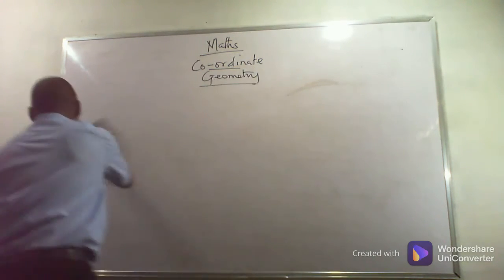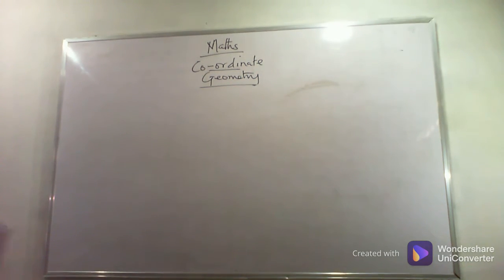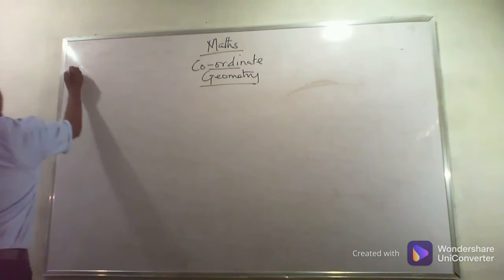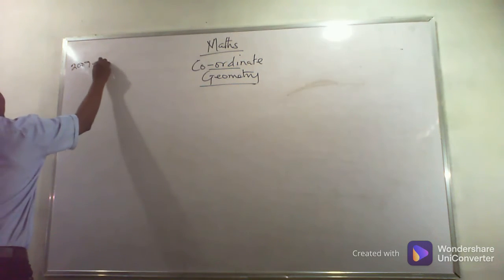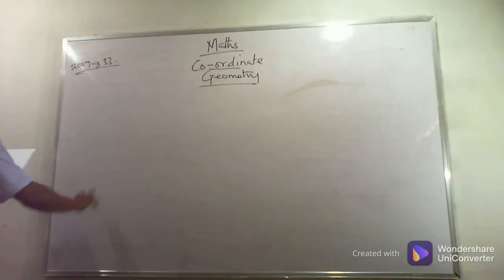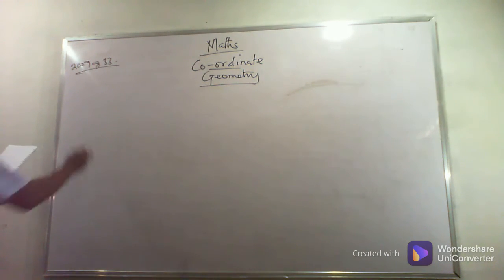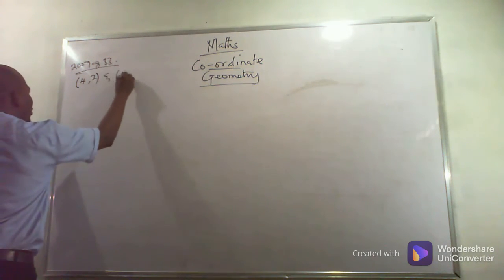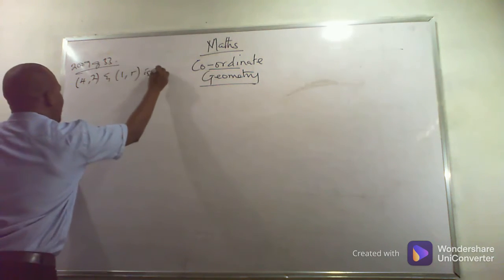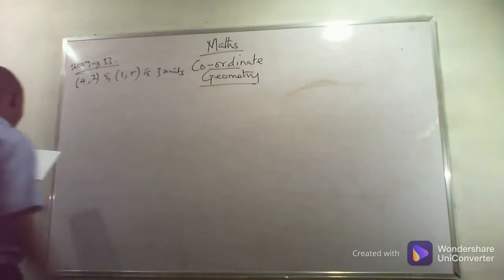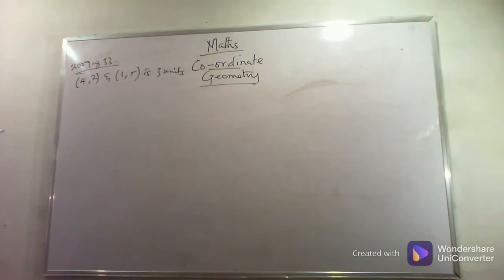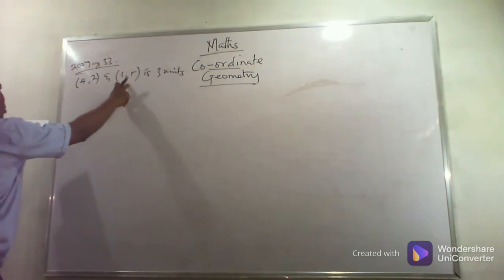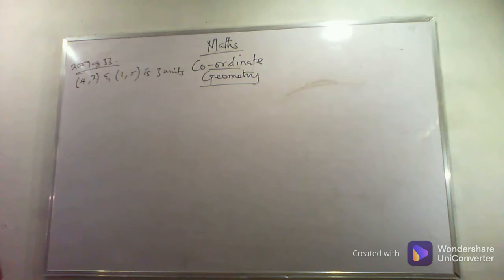So let's consider this question from JAMB 2009, question 33. The question reads, what is the value of r if the distance between the points 4, 2 and 1, r is 3 units? I'll repeat. What is the value of r if the distance between the points 4, 2 and 1, r is 3 units? Let's solve it together.